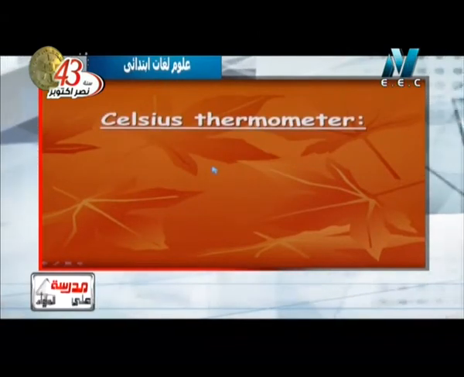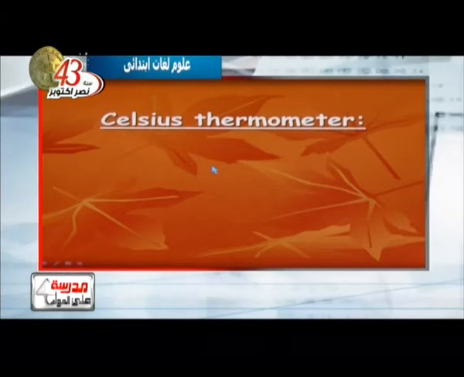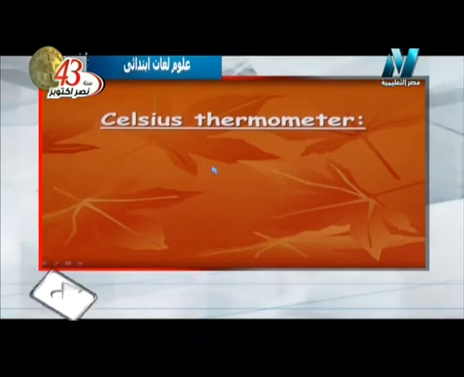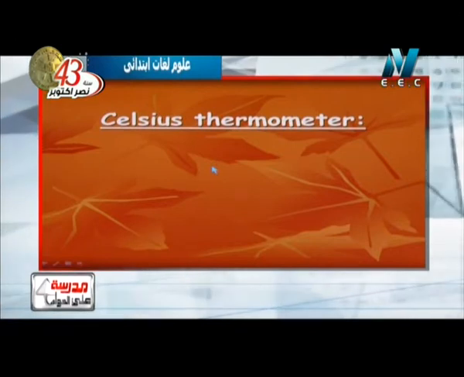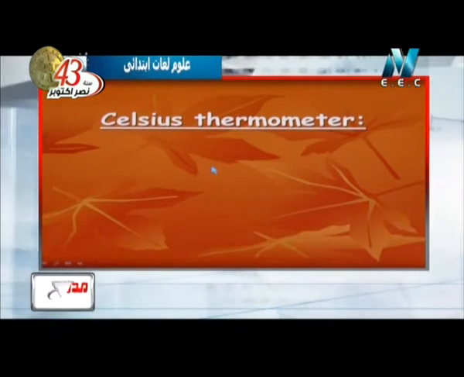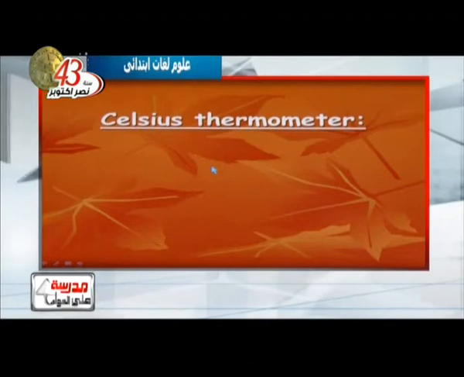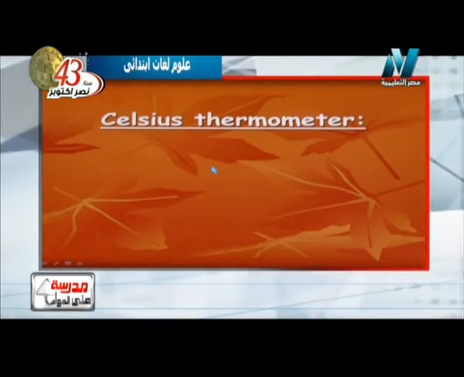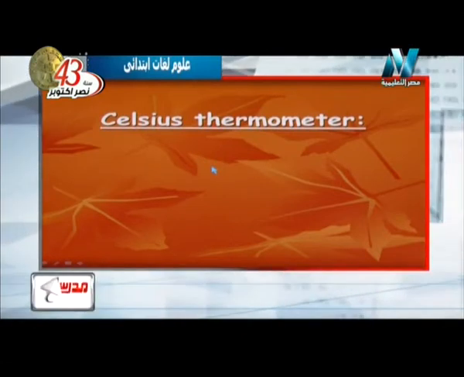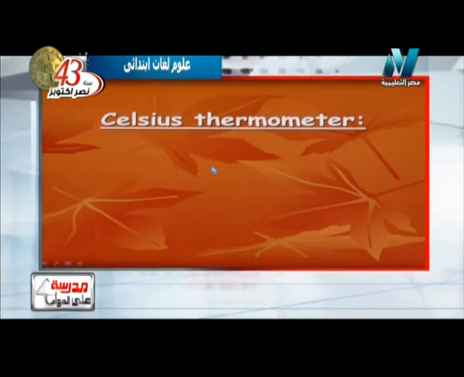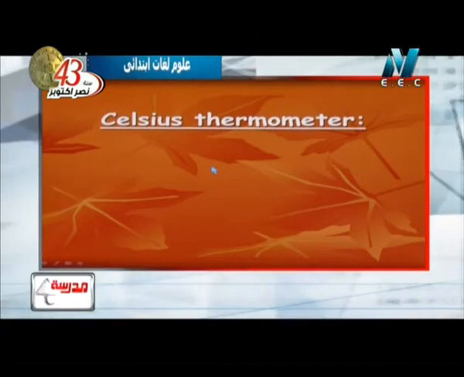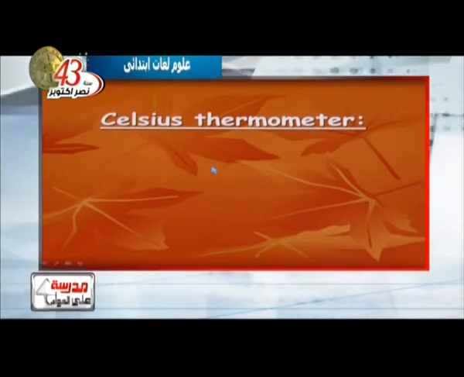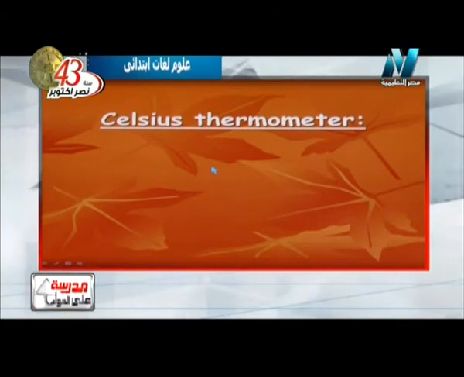Okay, so now what is the second type of thermometer? It is the Celsius thermometer. We know this thermometer through the great scientist Anders Celsius, who made the first thermometer in our life. That is why we name the second thermometer after him: the Celsius thermometer.